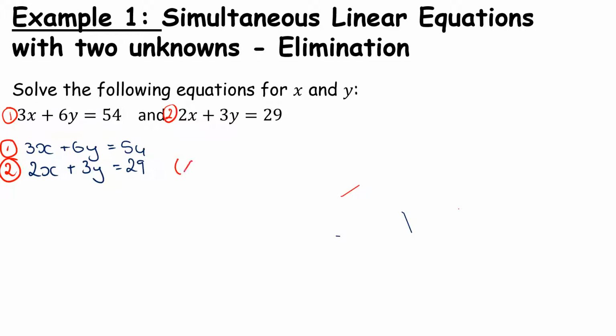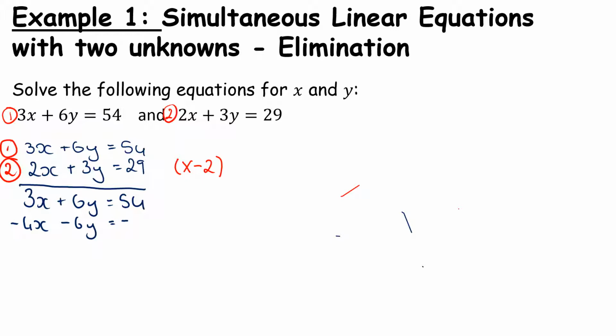So we're going to multiply the second equation by 2 to get both of my coefficients to be the same, but because I want them to eliminate, I want them to have the same number but with different signs. So I'm going to actually multiply across by minus 2. So my first equation doesn't change, 3x plus 6y equals 54. My second one is going to multiply by minus 2. It's going to be minus 4x minus 6y, and we get minus 58.